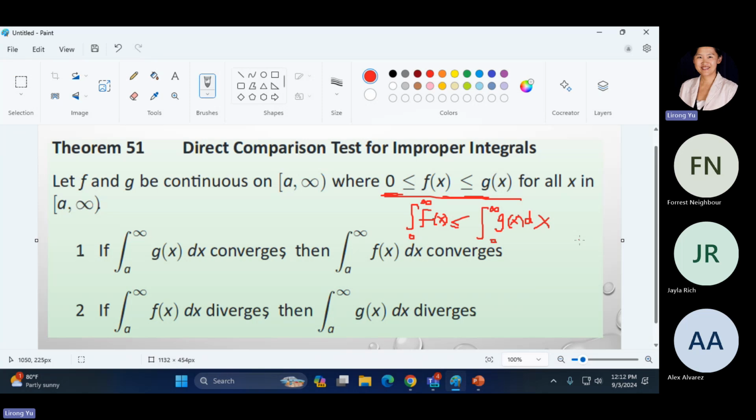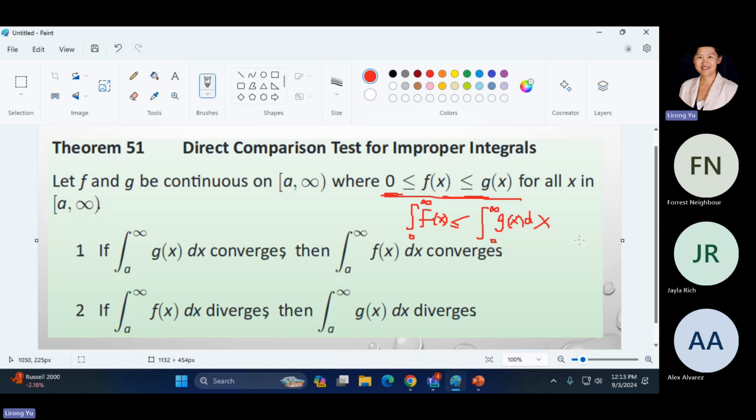So the second conclusion says if the smaller function diverges, then the bigger function has to diverge, because it pushes things to the bigger side, right? The smaller one is already at infinity, and the bigger one is forced to be infinity as well. So that's the second conclusion.